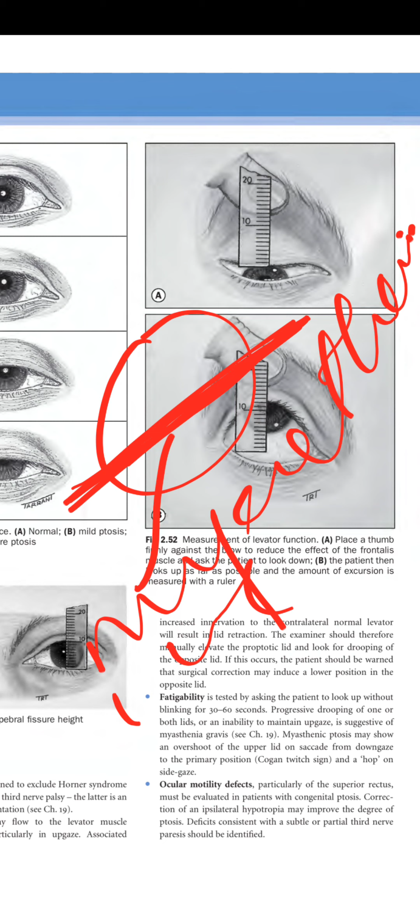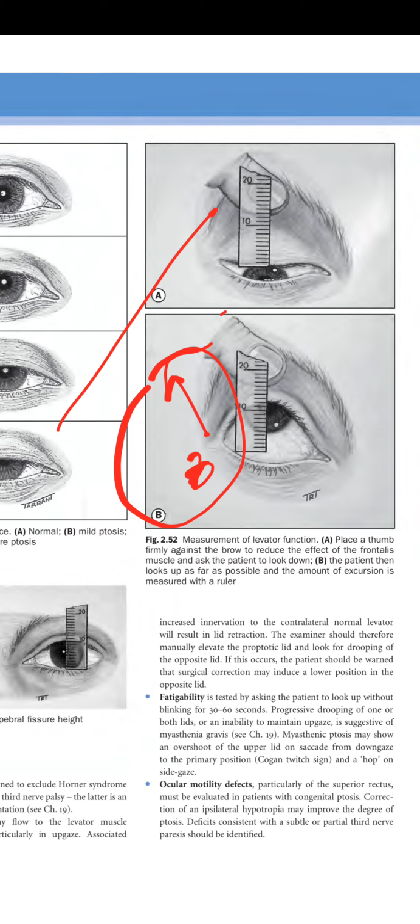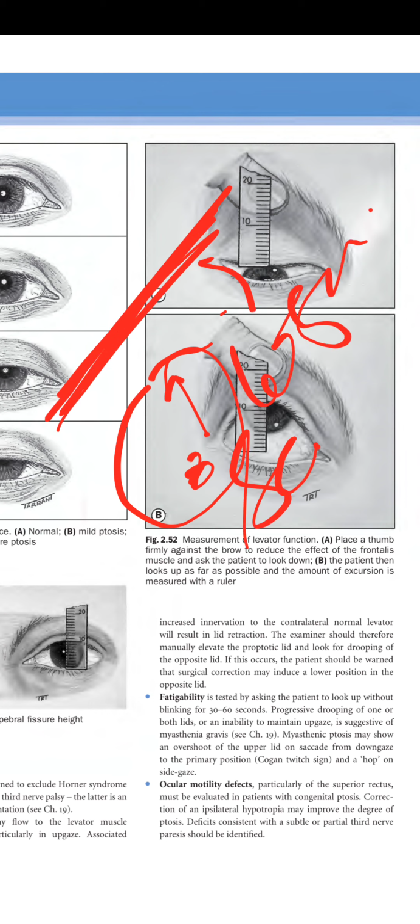Another sign appears when you do saccadic movements. You ask the patient to look down and then up, from one target to another, down and up. And when the patient goes from down to up, there is a slight retraction of the ptotic lid, which is called the Cogan twitch sign. This is seen on the saccadic movement.